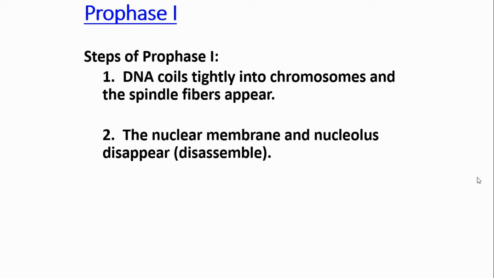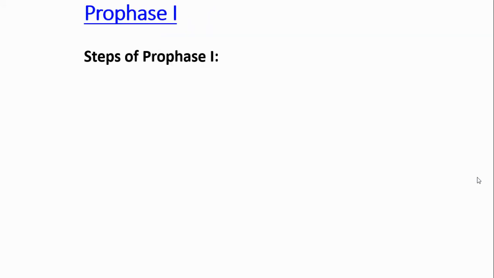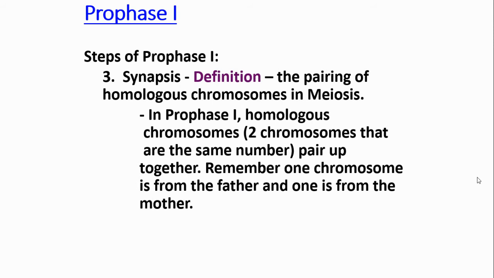The DNA is going to coil tightly into chromosomes and the spindle fibers will appear. The nuclear membrane and nucleolus will disassemble and disappear. Synapsis is the pairing of homologous chromosomes in meiosis. So in prophase 1, homologous chromosomes are going to pair together. Remember that one chromosome is going to be from the mom, one chromosome is going to be from the dad.